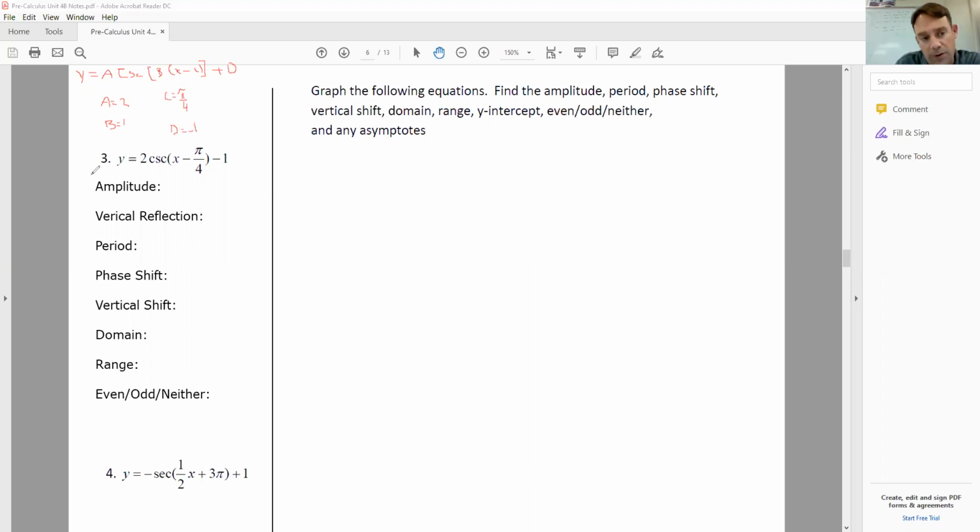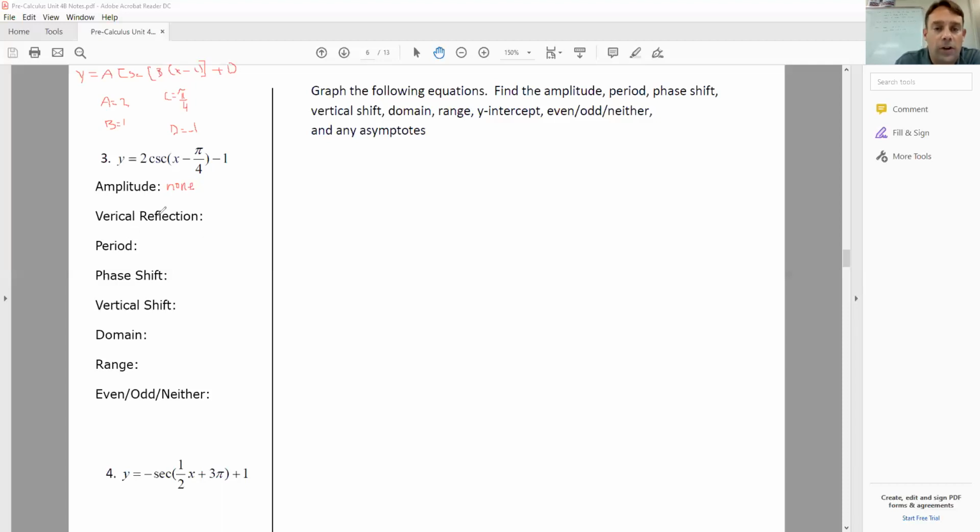So amplitude, your first instinct might be to go to absolute value of A again. Don't do that. There is no absolute value of A here for amplitude, right? Just remember on secant and cosecant, anything that goes to infinity or negative infinity will not have an amplitude because there won't be a min or a max, overall min or max.